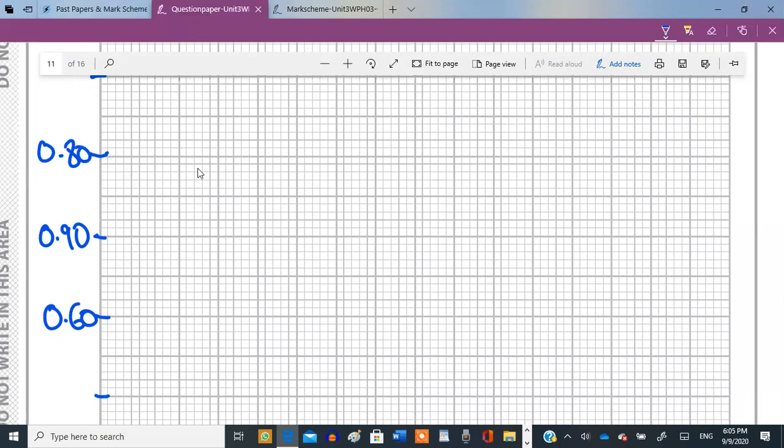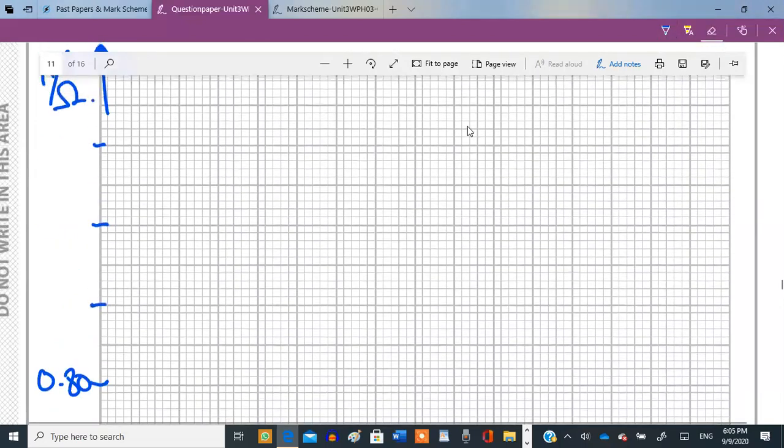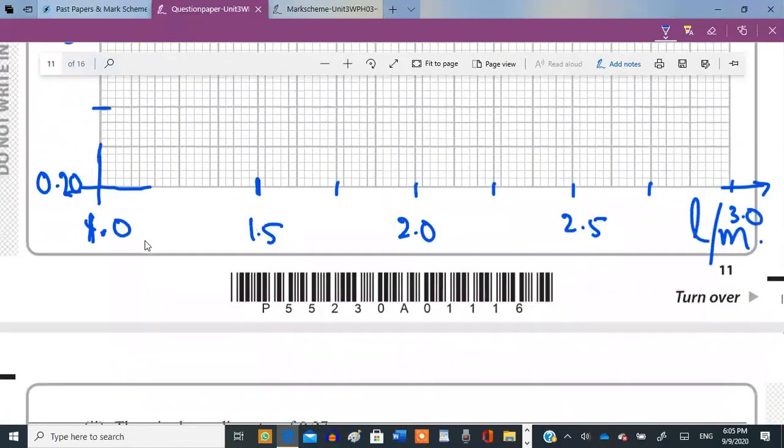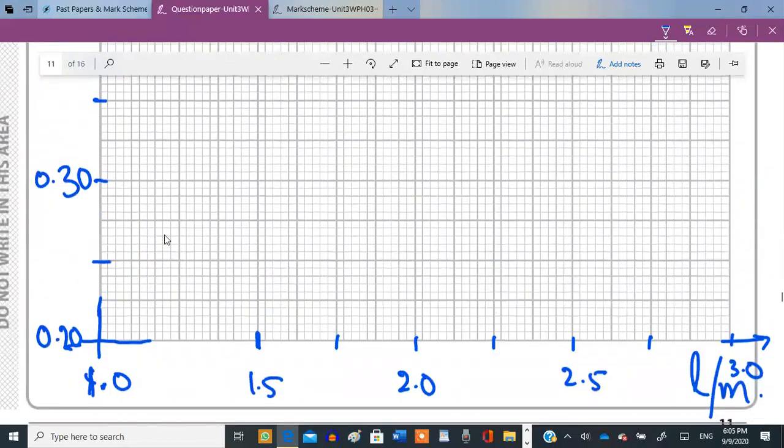Zero 0.80. Then finally 0.90. Yeah, now this graph is better. You use the scale given off the graphs. Now all you need to do is just plot them in. So will you be able to do the plotting? Yeah. Hopefully this won't be that easy, but still you'll be able to do them.